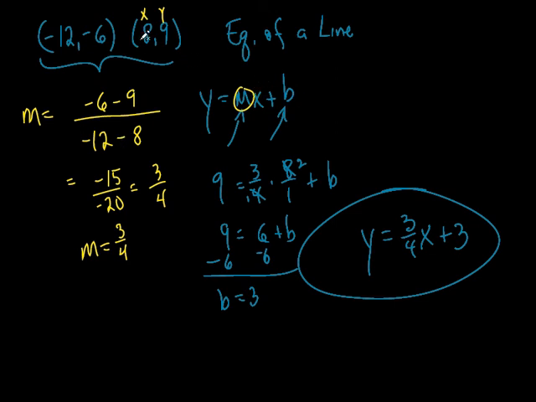Pick one of these points. It doesn't matter. You could have picked this one or this one. It didn't make any difference. You'd still get the same exact answer, which is pretty interesting, I think, that you pick 2 different points and you get the same exact answer. So I picked this x and y. I put it in for x and y, solve for b. I've got my slope, I've got my y-intercept, and I'm done.